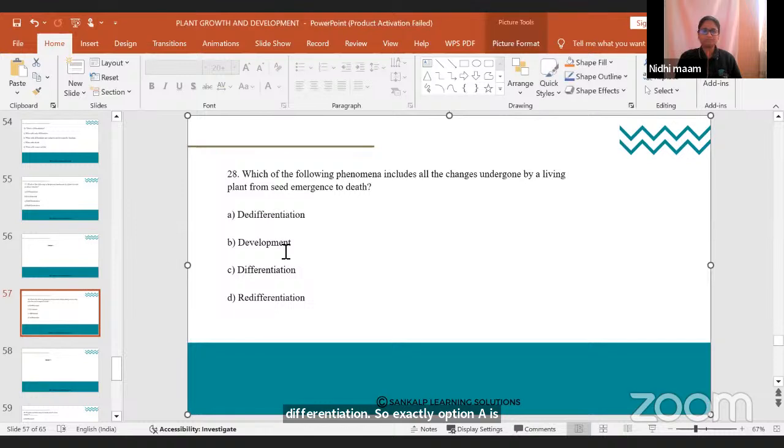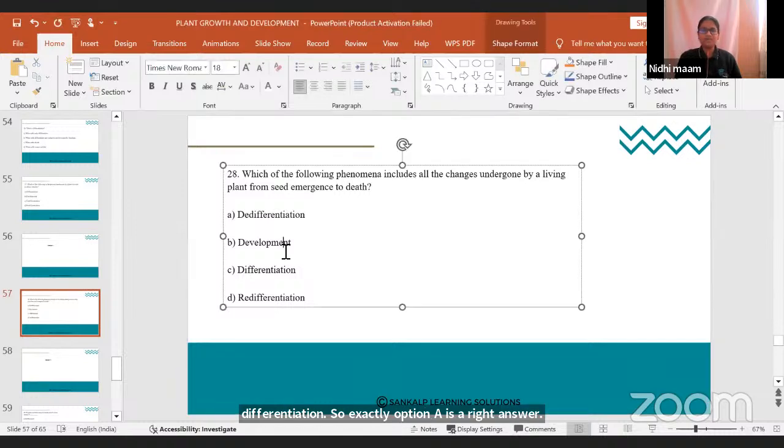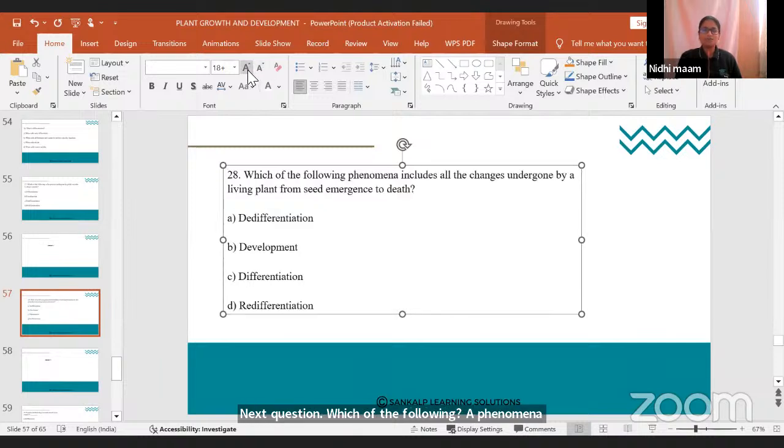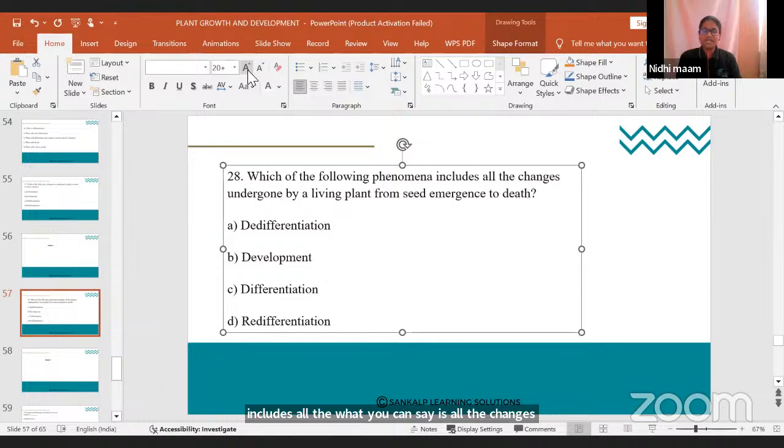Next question. Which of the following phenomena includes all the changes undergone by a living plant from seed emergence to death? They are asking which of the following phenomena includes all the changes undergone by a living plant from seed to death. A is de-differentiation, B is development, C is differentiation, D is re-differentiation.